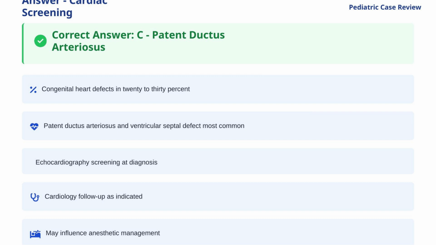Echocardiography screening should be performed at diagnosis. Cardiology referral is indicated for confirmed defects. The presence of cardiac anomalies influences perioperative planning and requires consideration during any surgical procedures throughout life.